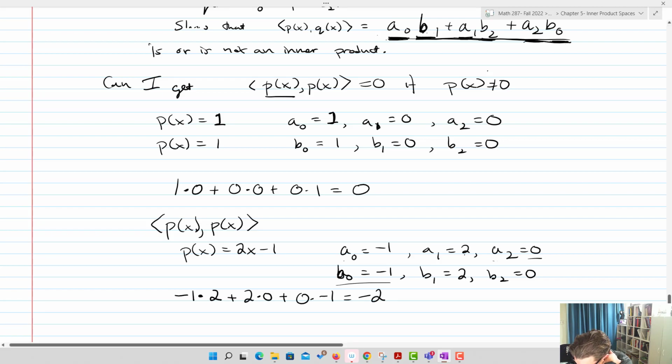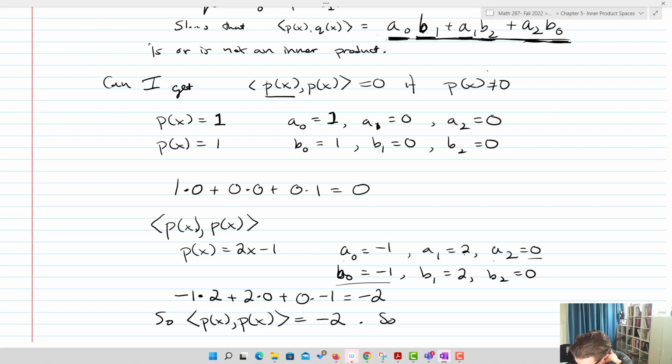So what we've seen here is that P(x) inner product with itself equals a negative number, in this case negative 2, so this is not an inner product. It actually does not fulfill the requirements for an inner product.